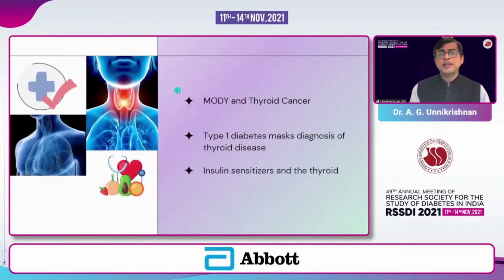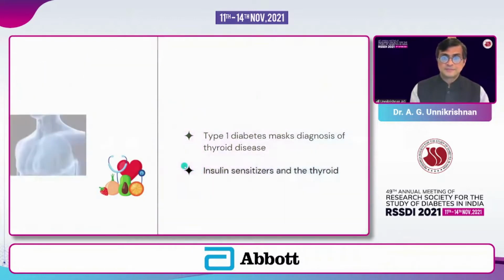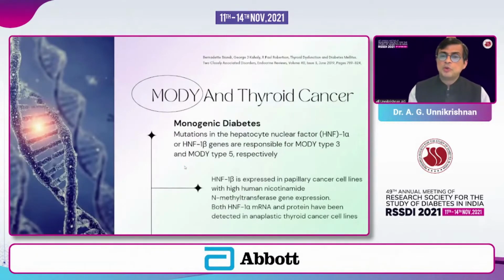So we've already looked at simple problems like hypothyroidism and diabetes. Now let me look at some new ideas. There is some exciting basic science data on MODY genes and thyroid cancer, type 1 diabetes masking the diagnosis of thyroid disease, and insulin sensitizers. So let me talk about MODY, maturity onset diabetes of the young or monogenic diabetes.